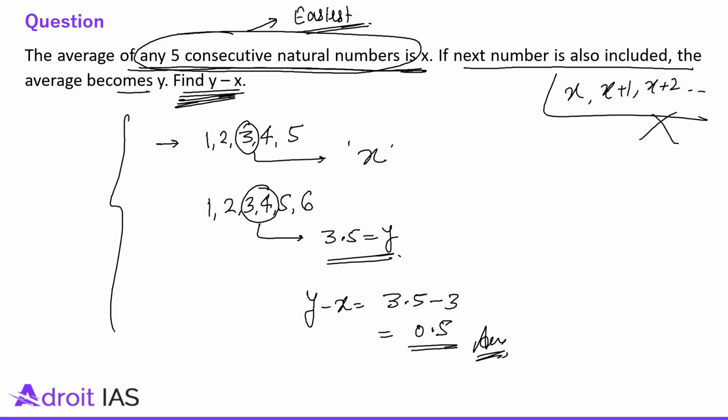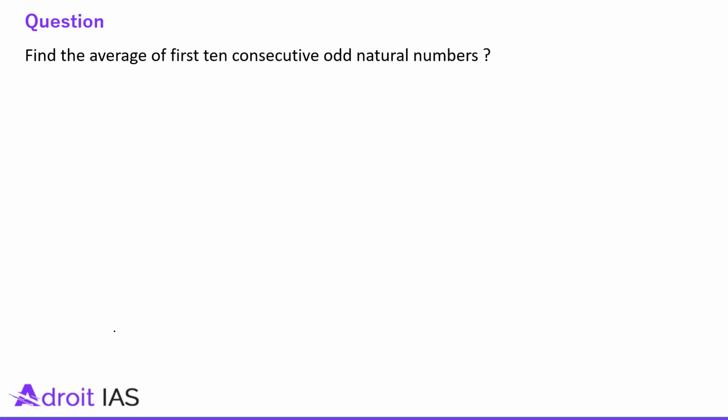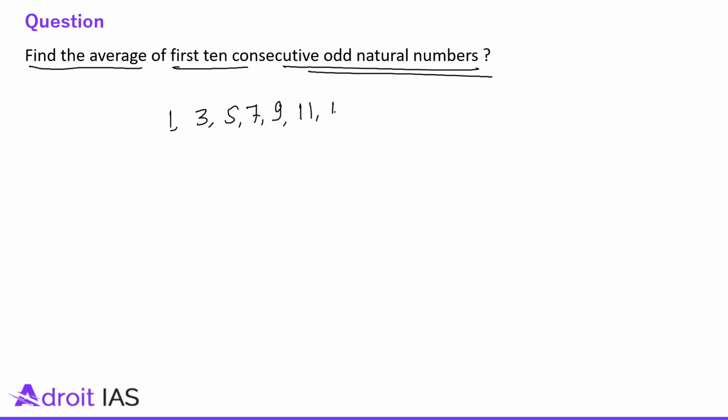Now let's talk about the next question. The next question says find the average of the first 10 consecutive odd natural numbers. See everyone, they are talking about odd natural numbers: 1, 3, 5, 7, 9, 11, 13, 15, 17 and 19. These are the first 10 odd natural numbers: 1, 2, 3, 4, 5, 6, 7, 8, 9, 10, right?